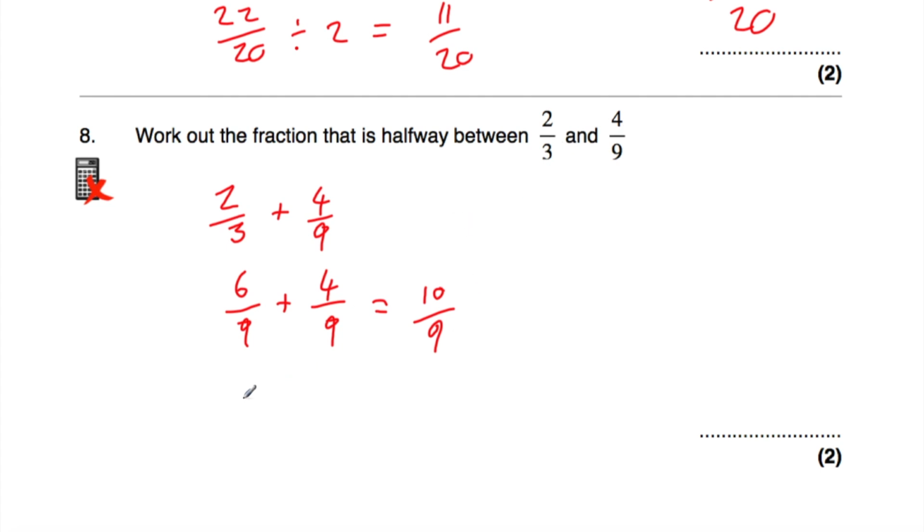Now we just need to divide by 2. So 10/9 divided by 2. Well, half of 10/9 would be 5/9. So the answer would be 5/9. So the fraction halfway between 2/3 and 4/9 would be 5/9.